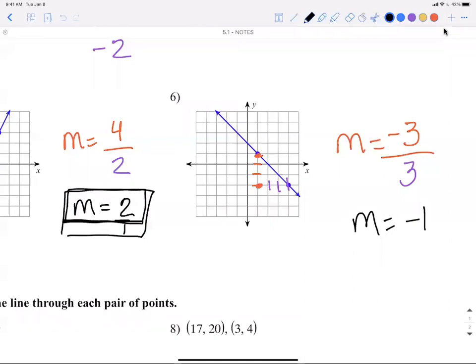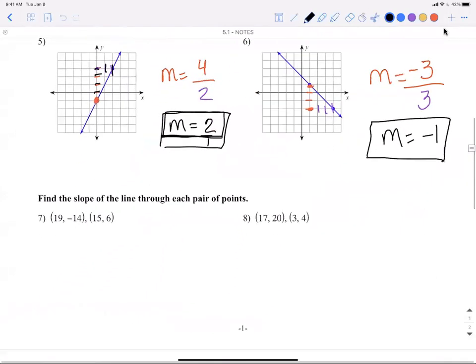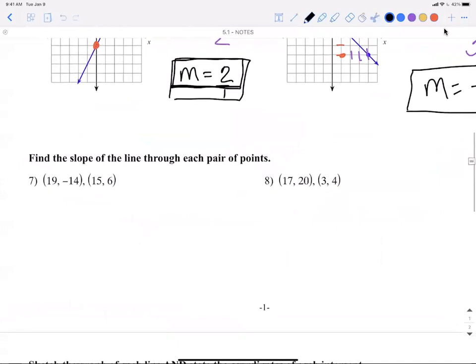So the slope for number 6 would be M equals -1. Okay, good on that? All right, so we're going to also look at how to find the slope when you're not given a graph, when you're just given 2 points.